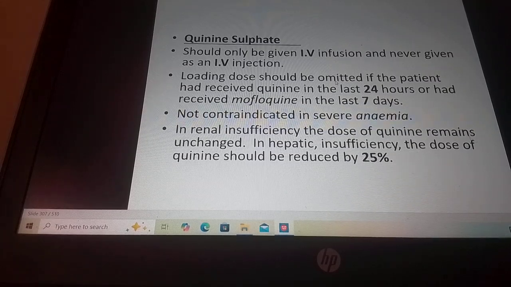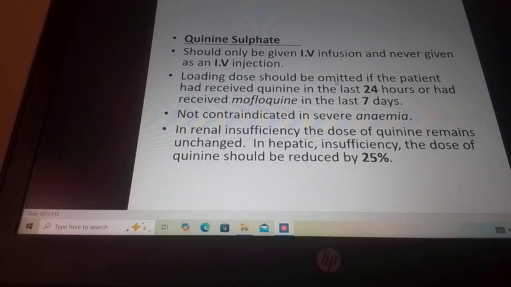Now, if you are using quinine sulfate, then you are only giving it as an intravenous infusion and not as an IV injection. Never give it as an IV injection. You are doing a loading dose, and remember, it can be omitted if the patient has received quinine in the last 24 hours, or has received mefloquine in the past 7 days. So you are not doing the loading dose. Remember, it is not contraindicated in severe anemia, so you can easily give it.